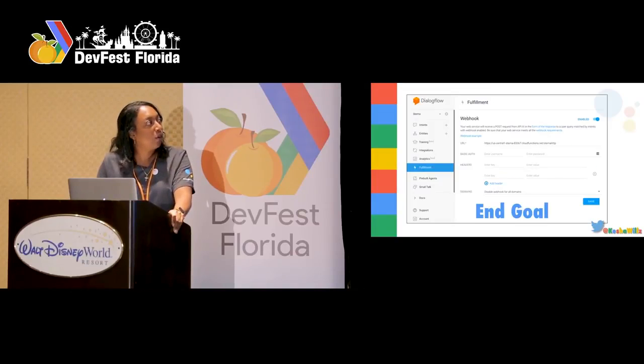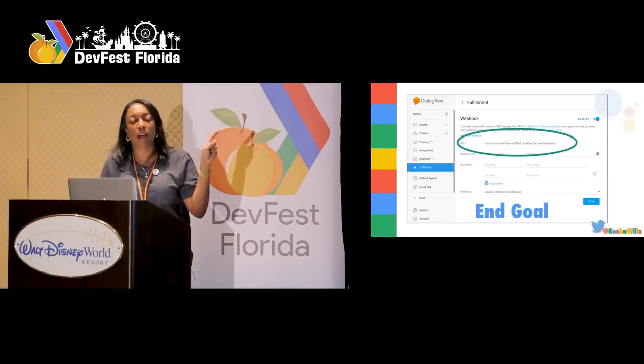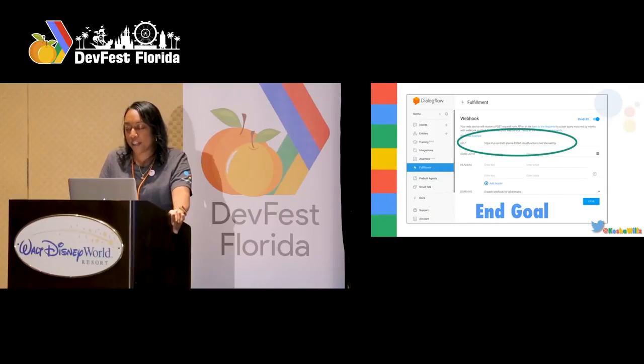The end goal is to set up a fulfillment via a webhook in Dialogflow. That basically links the front end to your back end API. And so we want to have the URL to our API to plug in here. That means we actually have to do some development work.